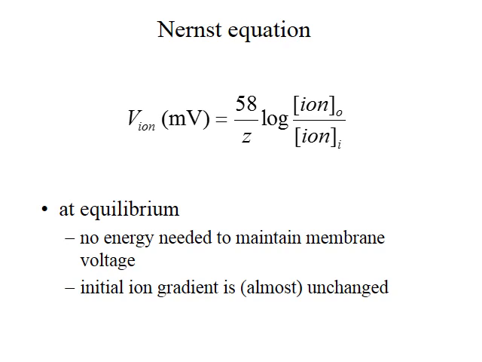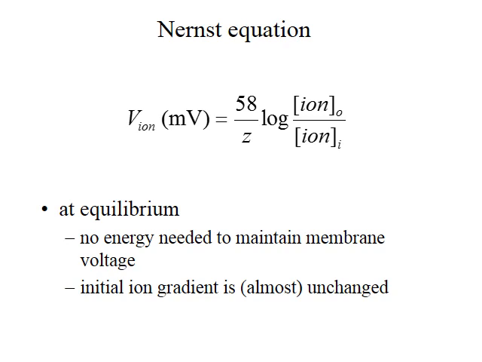Now there are a few important things to remember about the equilibrium potential of a neuron. First, since there's no net flux of an ion across the plasma membrane, no energy is needed to maintain the membrane potential. So if you have a cell that's permeable only to one ion, after it achieves its equilibrium, no energy is needed to maintain that voltage.